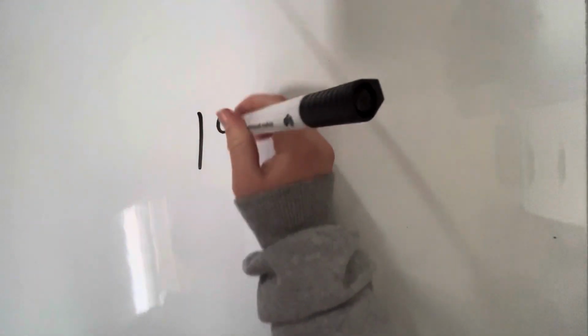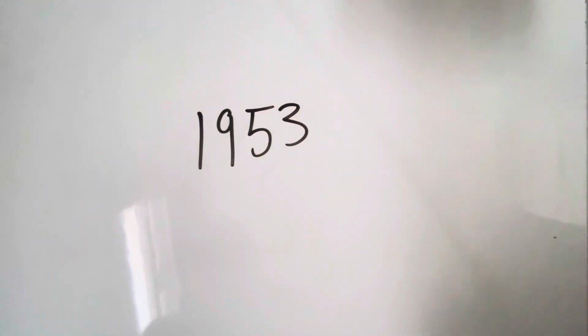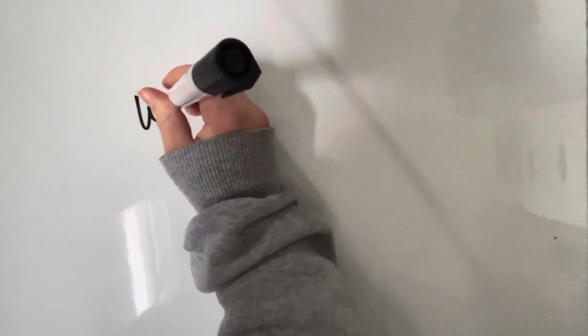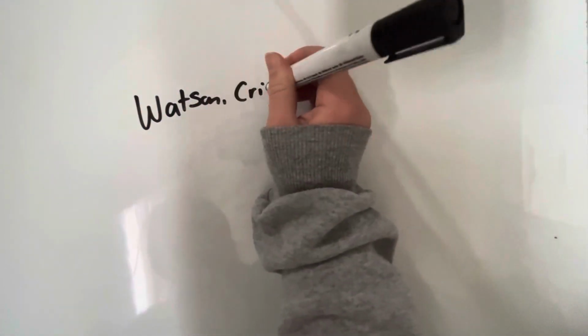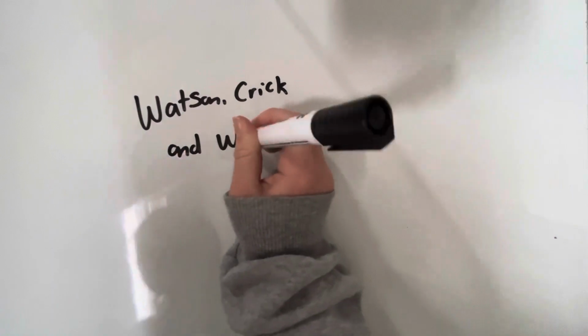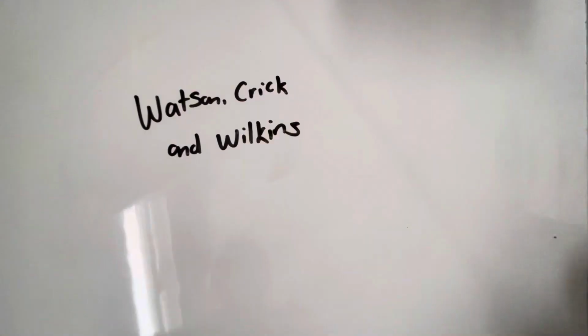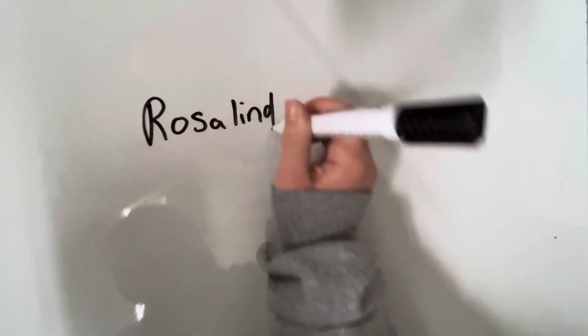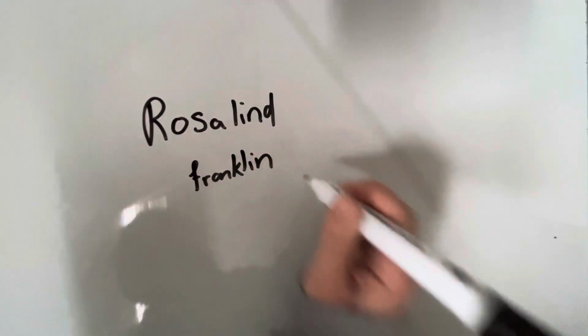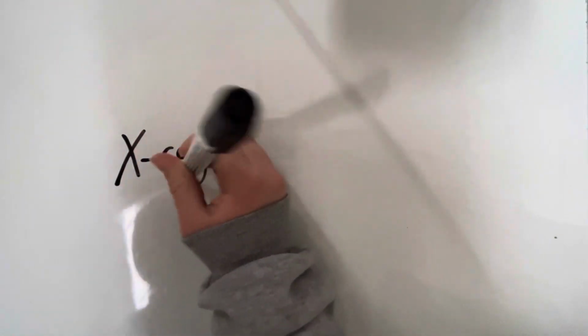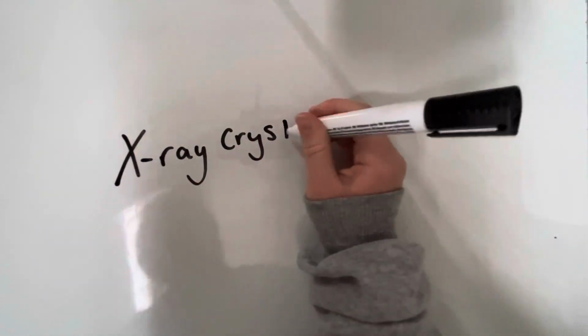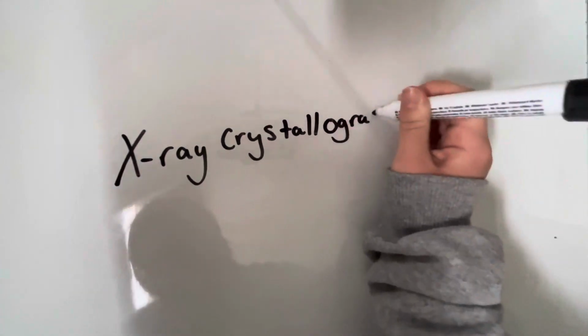The structure of DNA was discovered back in 1953. James Watson, Francis Crick and Maurice Wilkins received a Nobel Prize due to their discovery. But it was Rosalind Franklin who made the initial discovery. Watson, Crick and Wilkins only developed Rosalind's findings. Rosalind discovered the structure by using a method called X-ray crystallography.